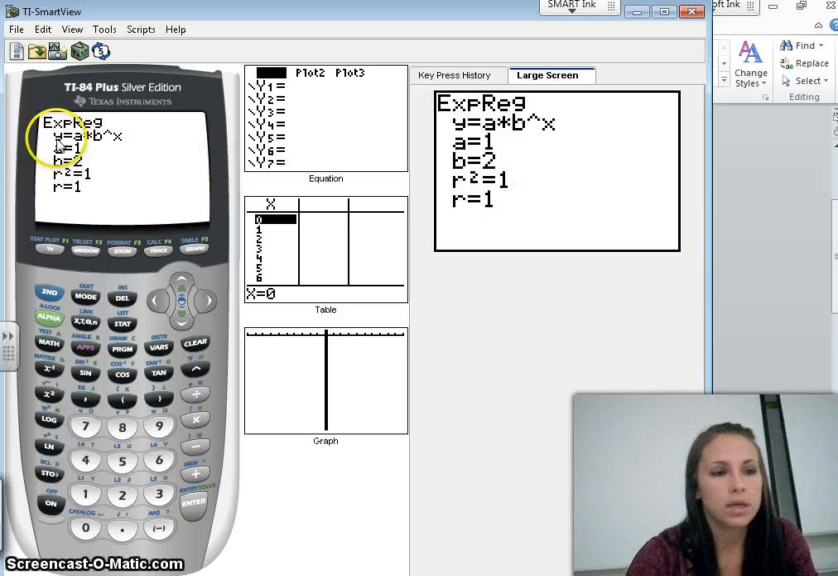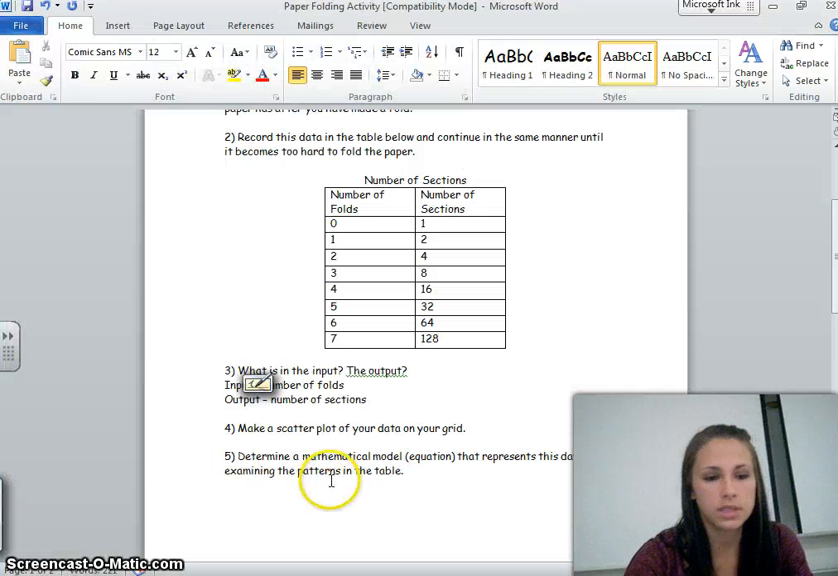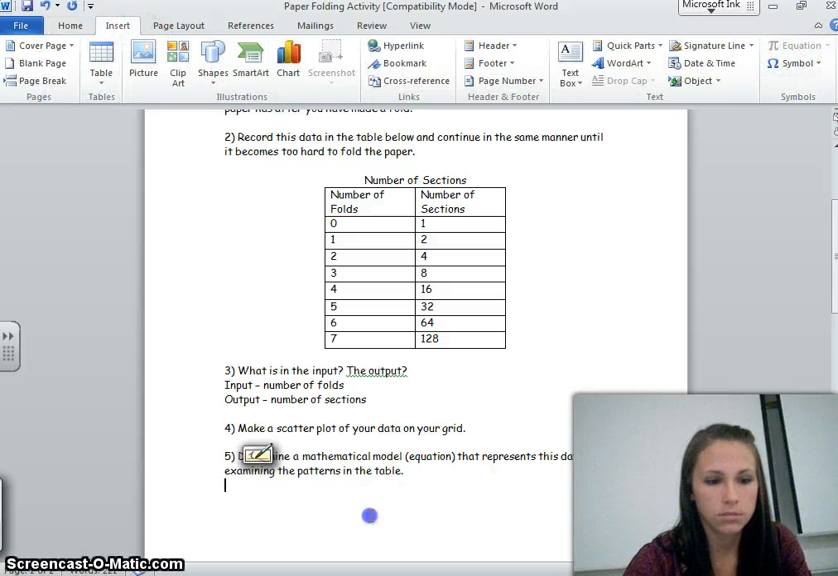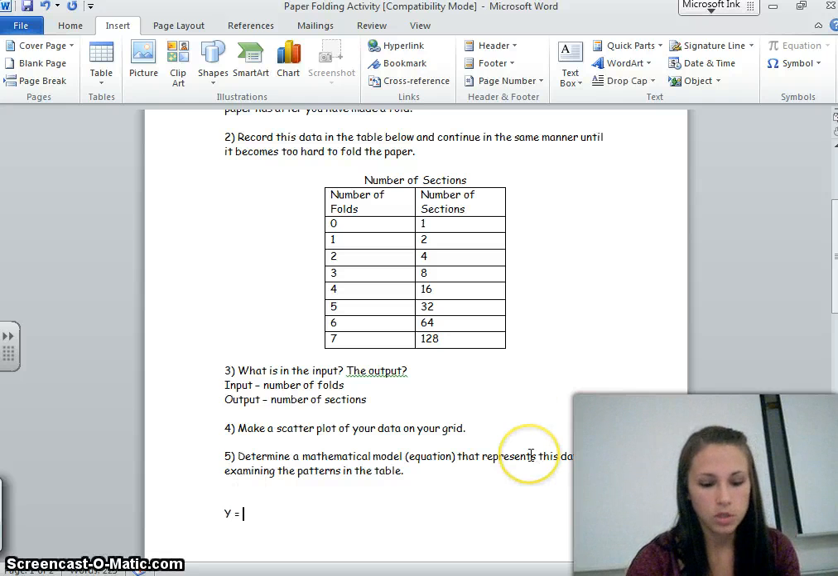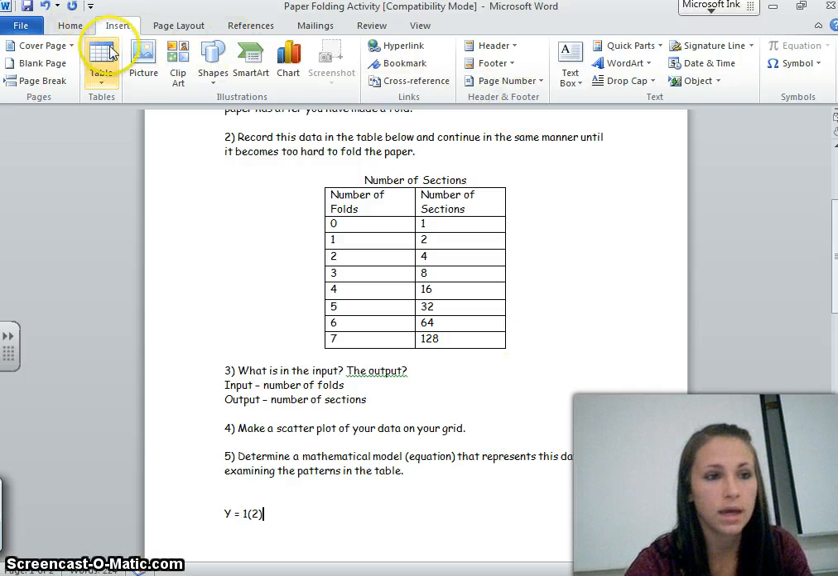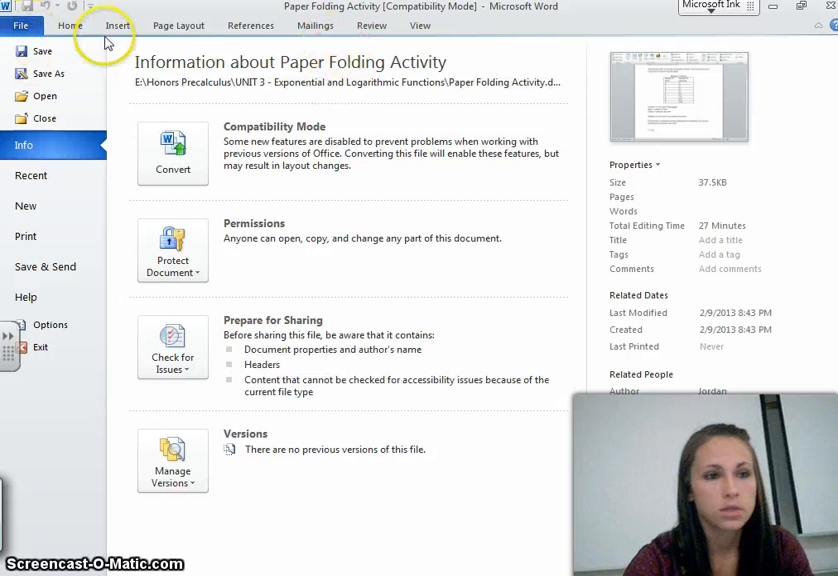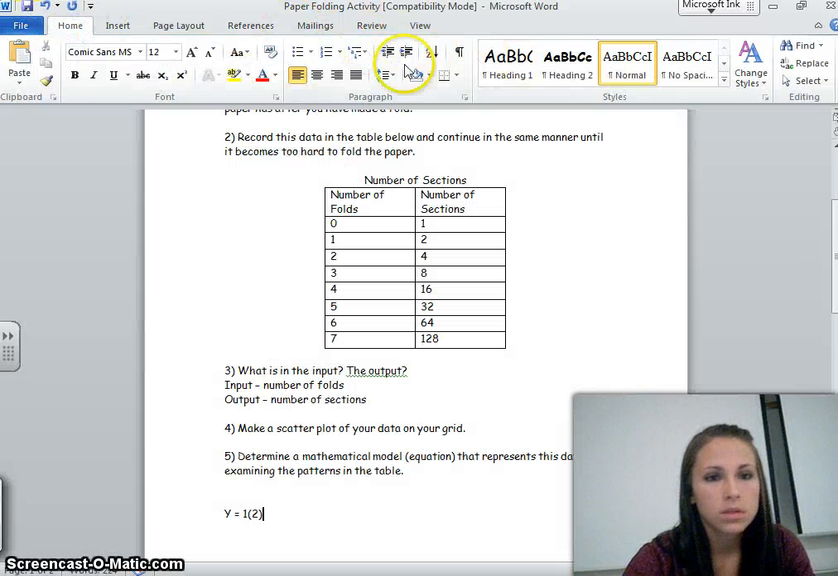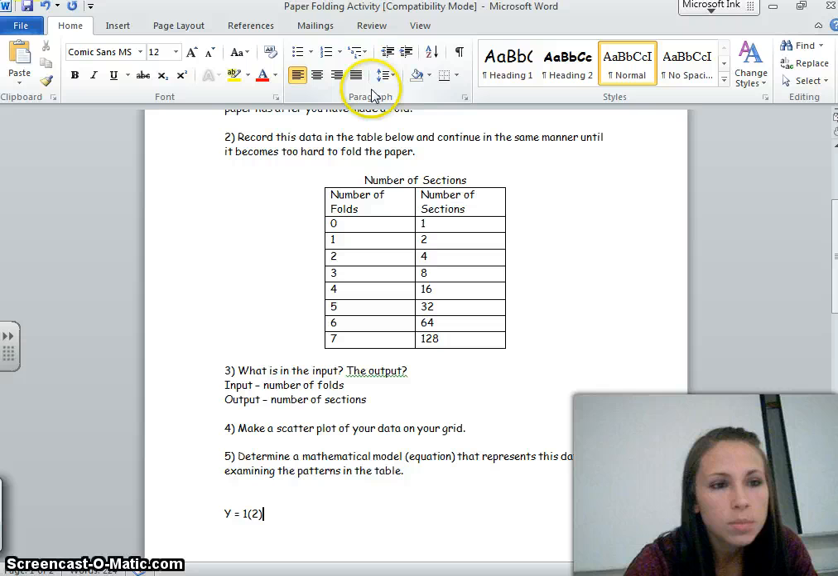So this is going to be y equals 1 times 2 raised to the x. So this is how I would write that, and I'm just going to type this in. So I'm going to insert, and apparently I'm not going to insert an equation because it won't let me do that right now. So I'm going to say y equals, and this would be 1 times 2, and I'm going to raise that to the x. Where's my little superscript? Right here. Raise that to the x.